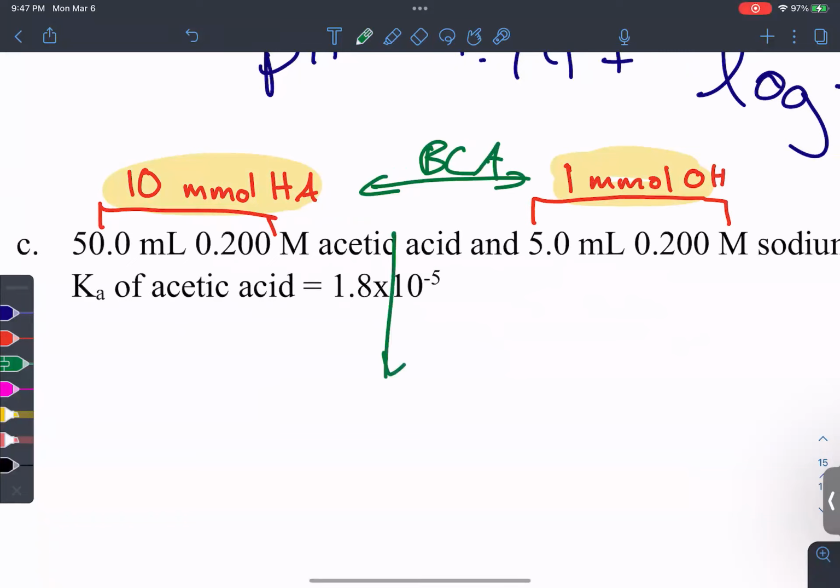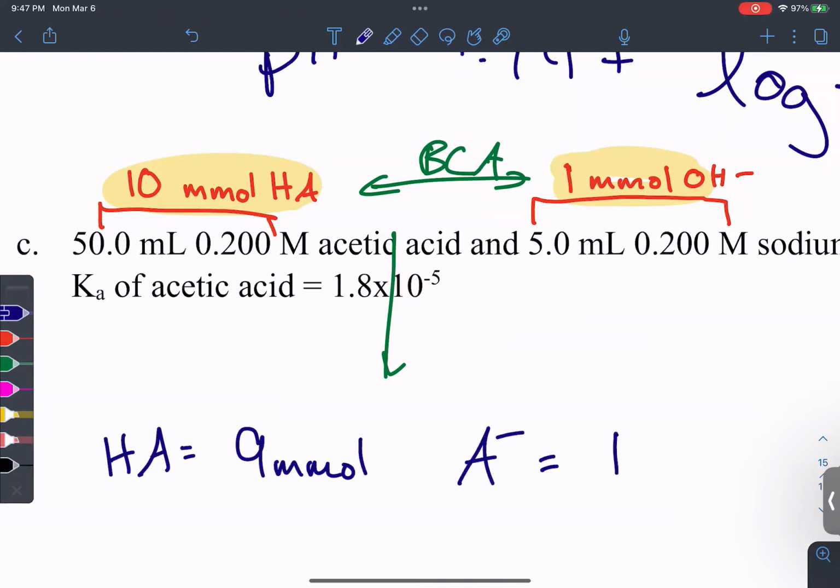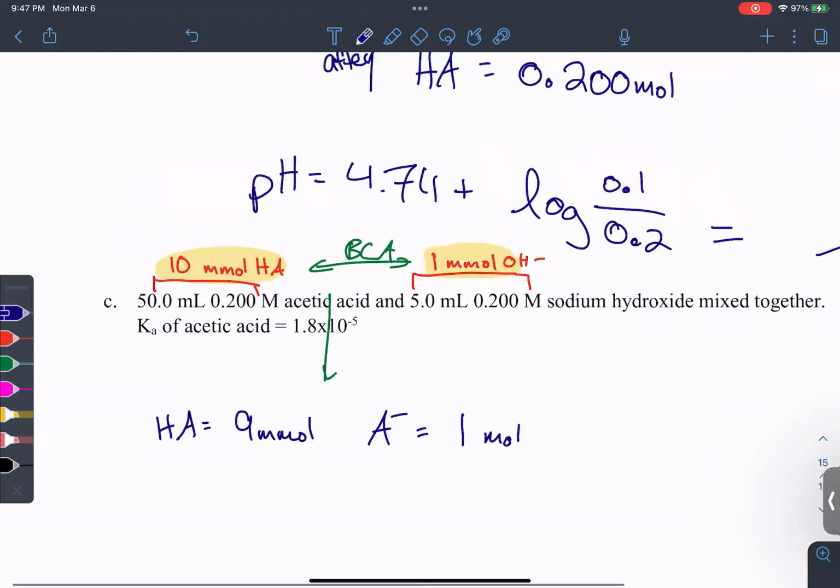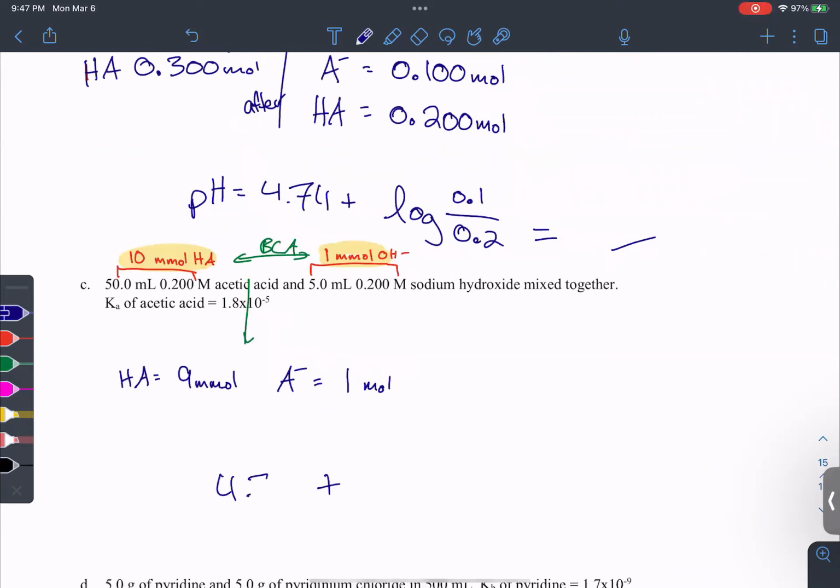In our BCA table. So what do we get after our neutralization reaction? What is our limiting reactant? Hydroxide is our limiting reactant. So after this neutralization, how much HA do I have left? 10 millimoles? 9 millimoles, yes. And then how much A- do I have after the neutralization? 1, okay. So then when I do my base to acid ratio, so 4.74, because it's still acetic acid, log base over acid, it is 1/9. Okay, great. Keep going.